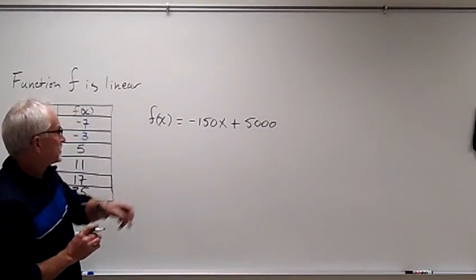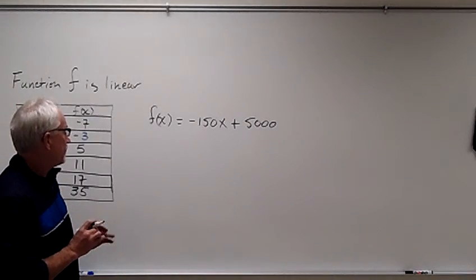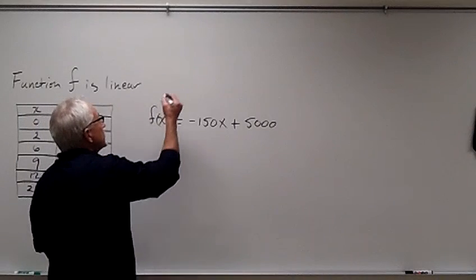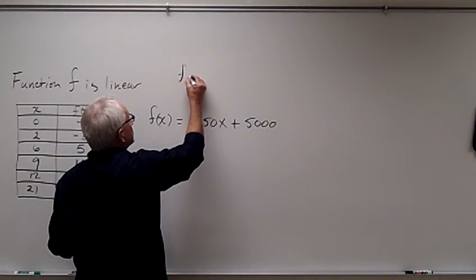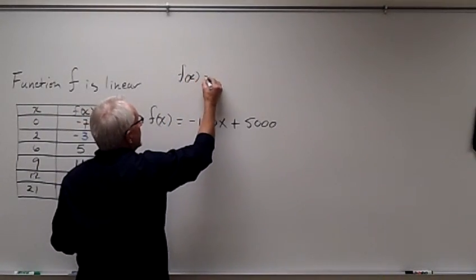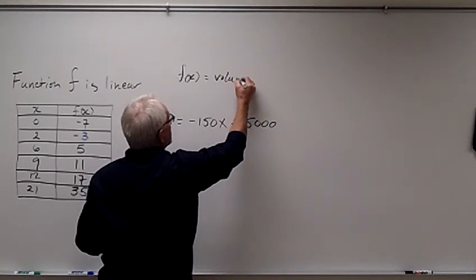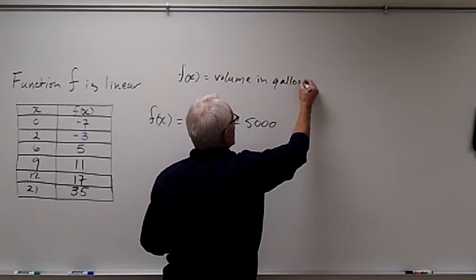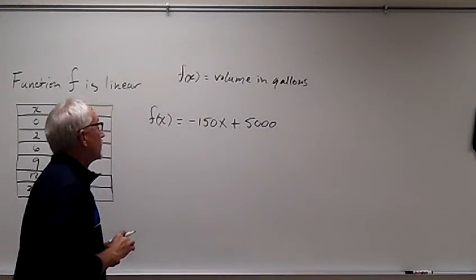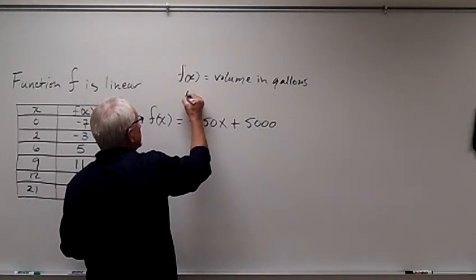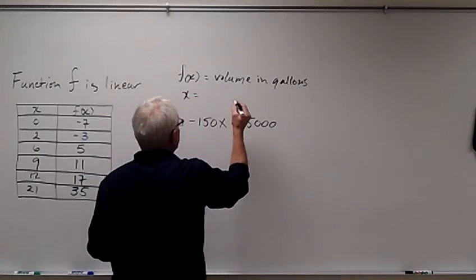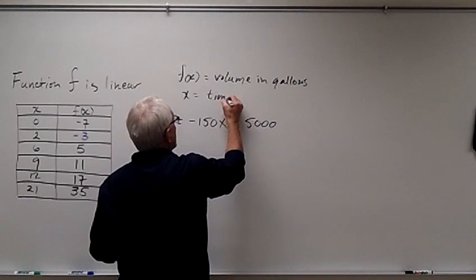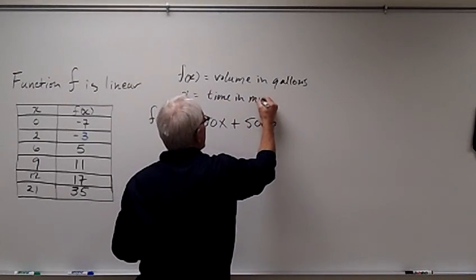So perhaps to make this really clear, the best thing for us to do is to stop and identify what these variables are. So f of x equals volume in gallons. x is equal to the time in minutes.